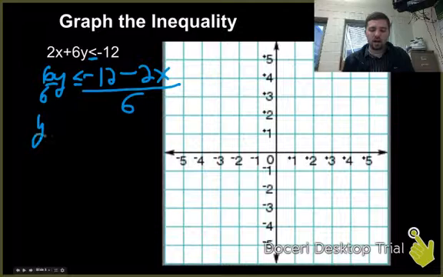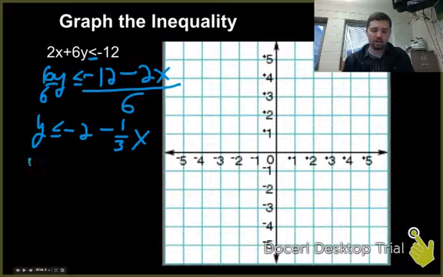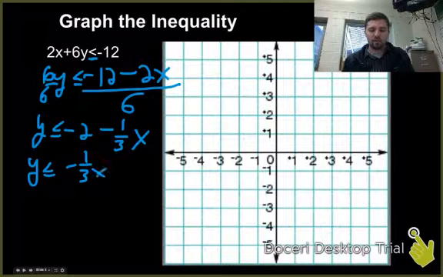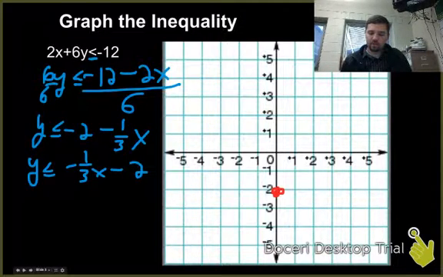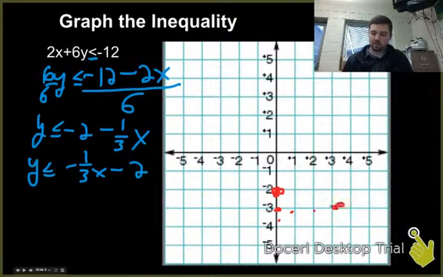And I think I get y is less than or equal to, let's see, negative 12 divided by 6 is negative 2. And negative 2 over 6, I think, is going to reduce to negative 1/3 x. Okay? Or in other words, if this was proper slope-intercept form, I'd say, hey, this is negative 1/3 x minus 2. Either way is okay. Now, this means that I've got a y-intercept at negative 2. And then I've got a slope of negative 1/3. That means I'm going to go down 1 and right 3. Okay, down 1, right 3. Slope of negative 1/3.